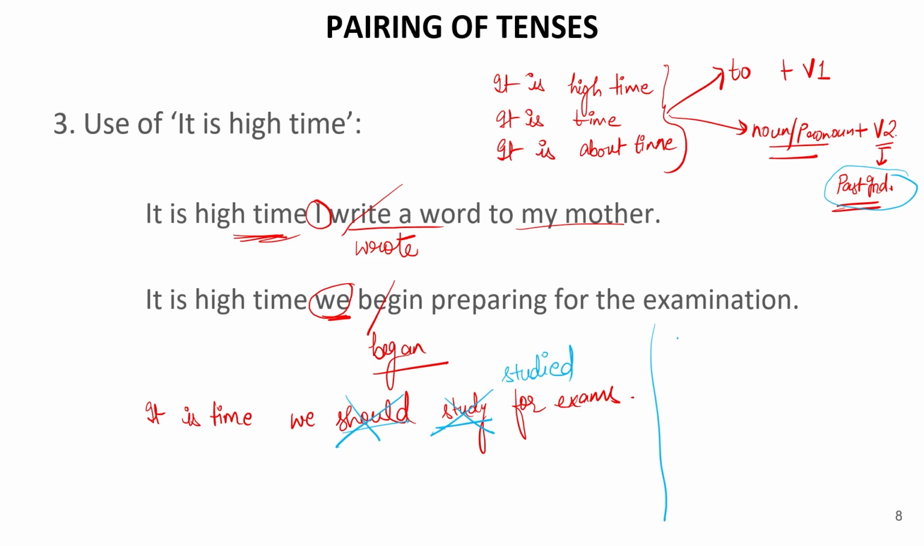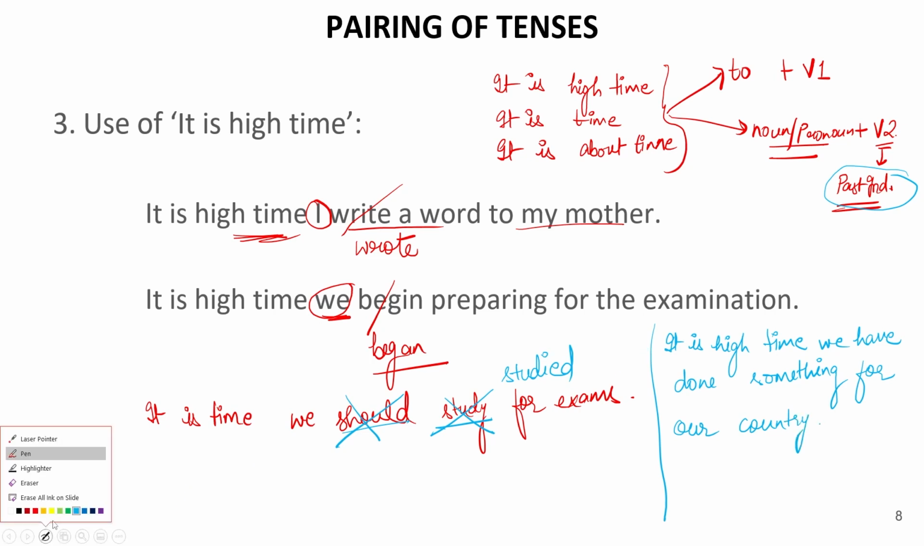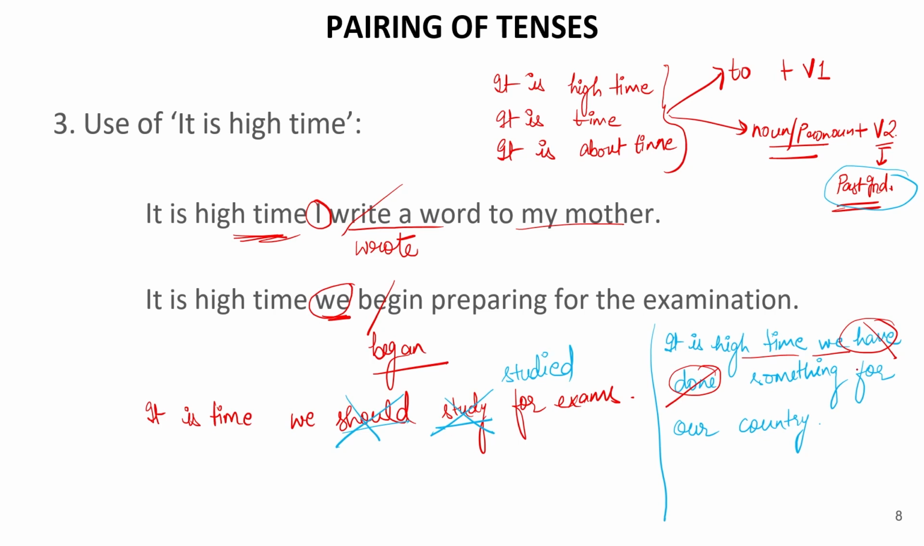One more type of sentence comes from this part, that is it is high time we have done something for our country. Now in this sentence again we have it is high time we, that is a pronoun, so have should be removed and done also should be removed.